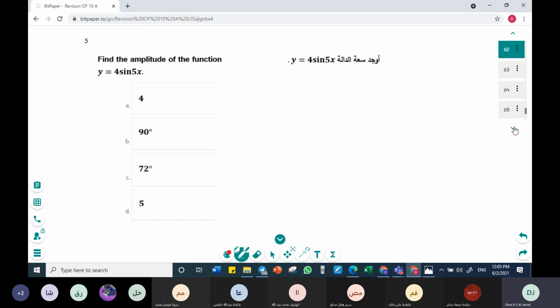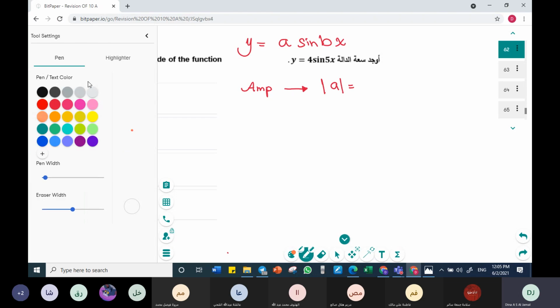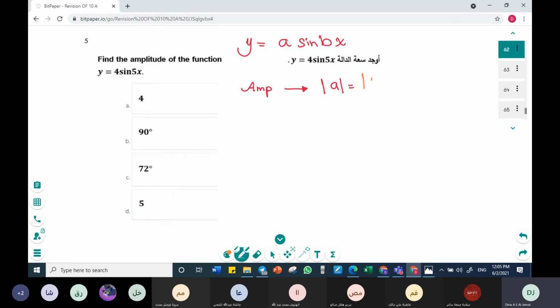Find the amplitude of the function y equals 4 sine 5x. How can I find the amplitude whenever I'm having a function in the form of a sine b of x or b of theta? What is the amplitude? Absolute value of A. Excellent. Don't be confused, Aisha. So, absolute value of 4, which is 4.